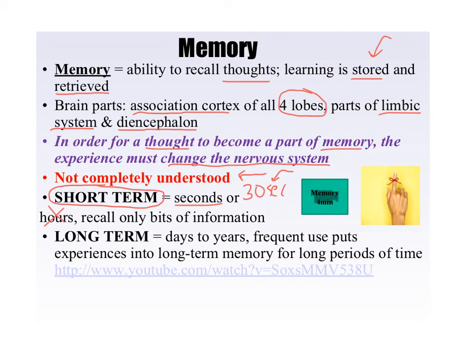But you can only store bits of information, and it's usually around 7 bits. So if I gave you a list of 7 words to remember, in short-term memory, you could only remember about 7. If you can remember more than 7, you're above average. Less than 7, you'd be below average. I don't know what I am. I've never actually tried it.